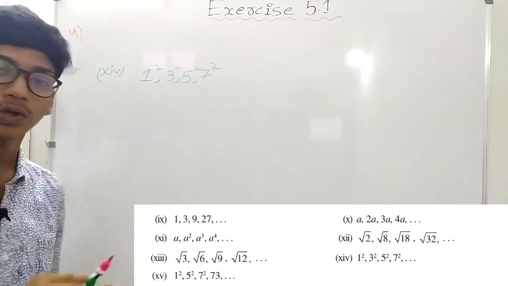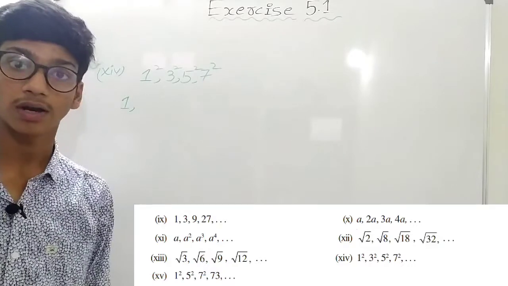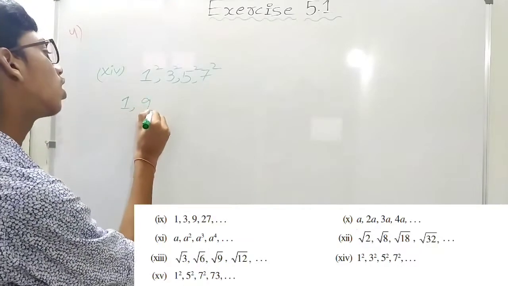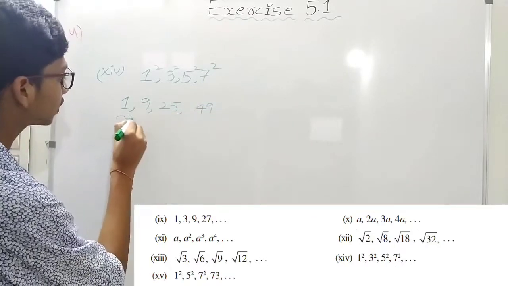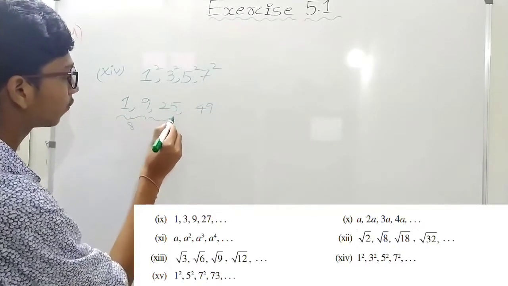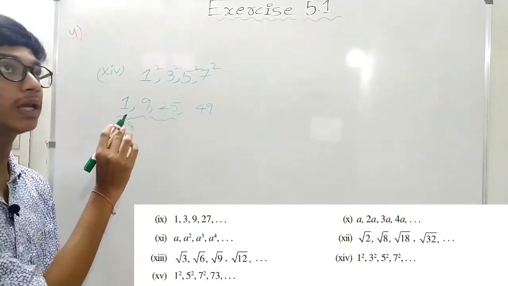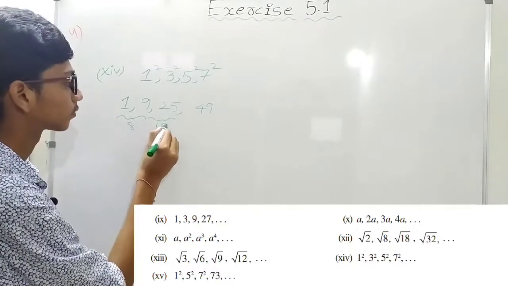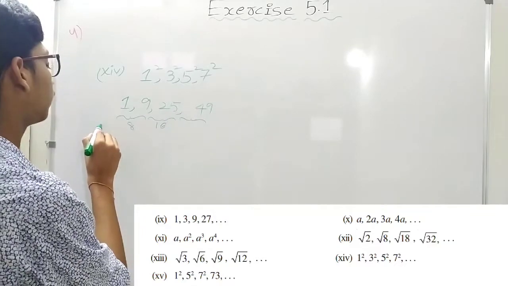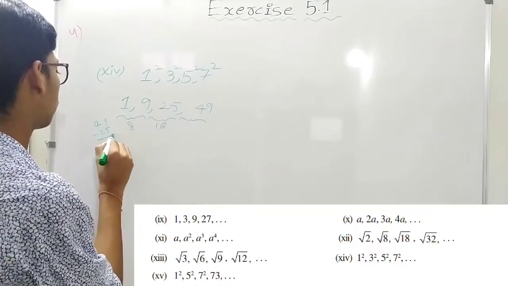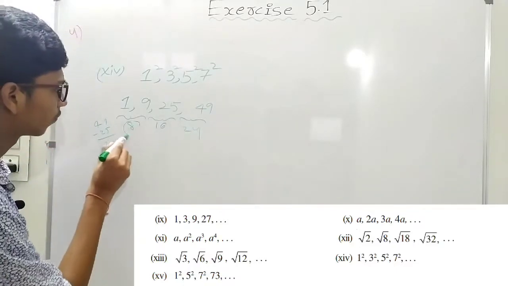What is the value of 1 square? 1 square is 1. 3 square is 9. 5 square is 25. 7 square is 49. So if you see, the difference between 1 and 9 is 8. Difference between 25 and 9 will be 16. And the difference between 49 and 25 will be 24, I hope. Here the difference is not a fixed value.